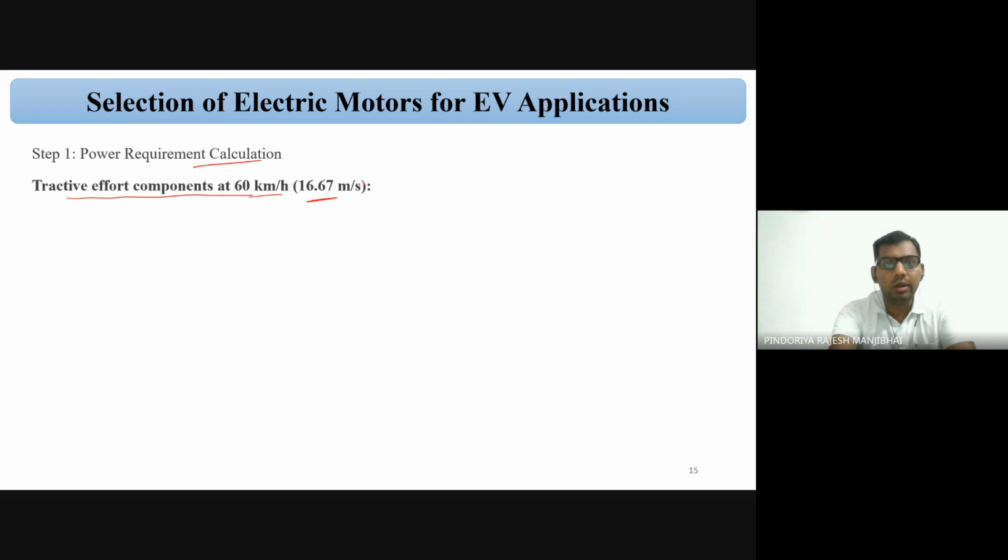Next we have to calculate all the parameters one by one. I already calculated them. First, we have to calculate the rolling resistance force. The first parameter is the rolling resistance force.